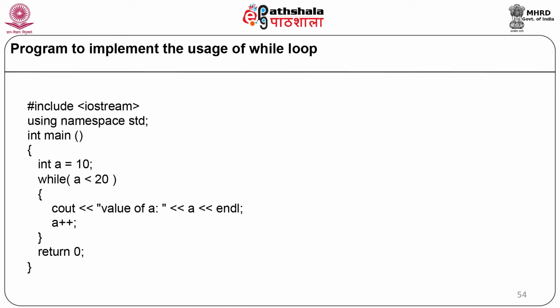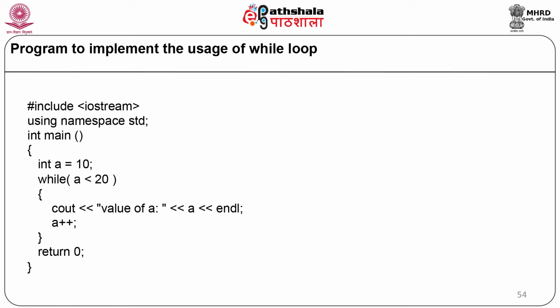#include <iostream>, using namespace std, int main. We are initializing the variable, integer a equal to 10, while a less than 20. Inside the while loop we are displaying the message cout "value of a" and the value of variable a, endl, a plus plus, and our while loop ends, return 0. Now, as you can see the initial value of a is 10. So, our first condition 10 less than 20 is true. So, it will display the message "value of a:" and the value 10.